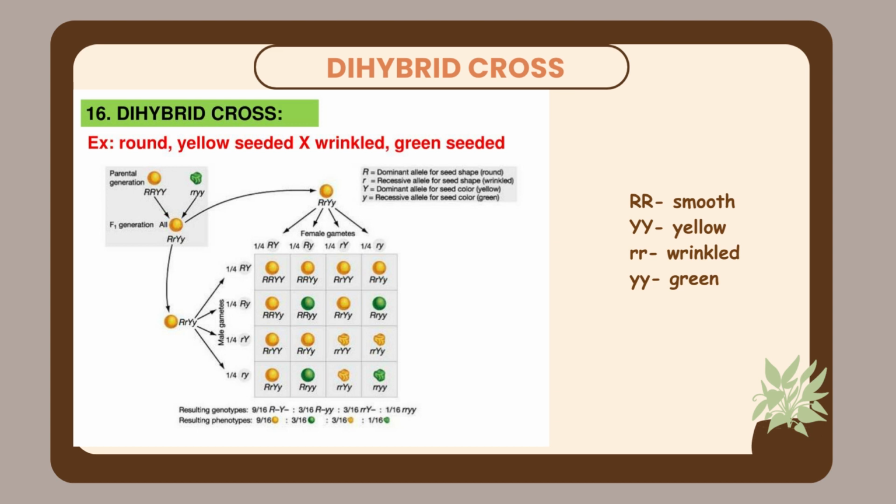So let's proceed to the Punnett square. As you can see, we already have the parental generation, which is the genotype of big letters R and Y, and the other is a genotype of small letters r and y. So our first generation, or the first offspring, is composed of all genotype of big letter R and small letter r, and a genotype of big letter Y and small letter y. So the result is all round yellow.